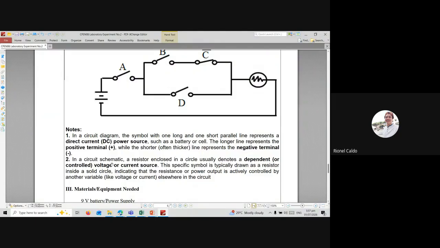In a circuit schematic as well, a resistor enclosed in a circle usually denotes a dependent or controlled voltage or current source, and the specific symbol is typically drawn as a resistor inside a solid circle, indicating that the resistance or the power output is actively controlled by another variable, like the voltage or the current elsewhere in the circuit.